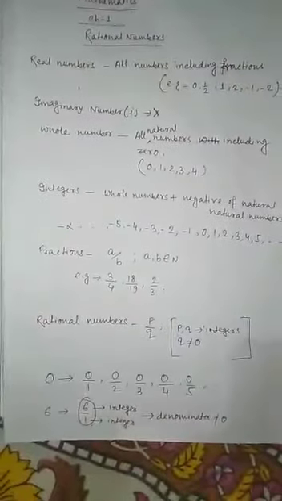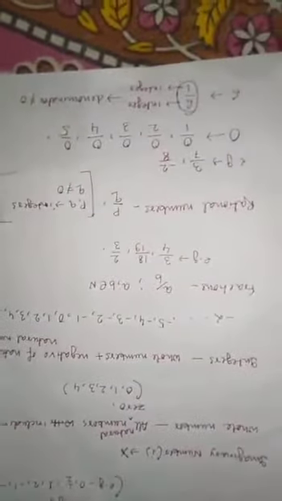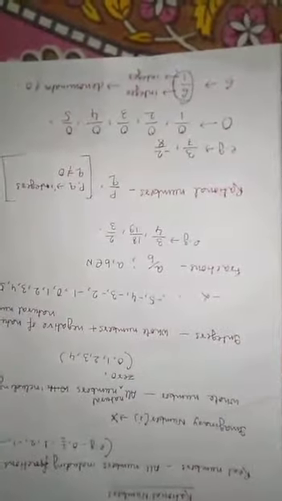Now what are rational numbers? According to the definition of a rational number, if p and q both are integers, and we write a number in p by q form, then this number is a rational number, and the condition is q not equal to 0. Clear?